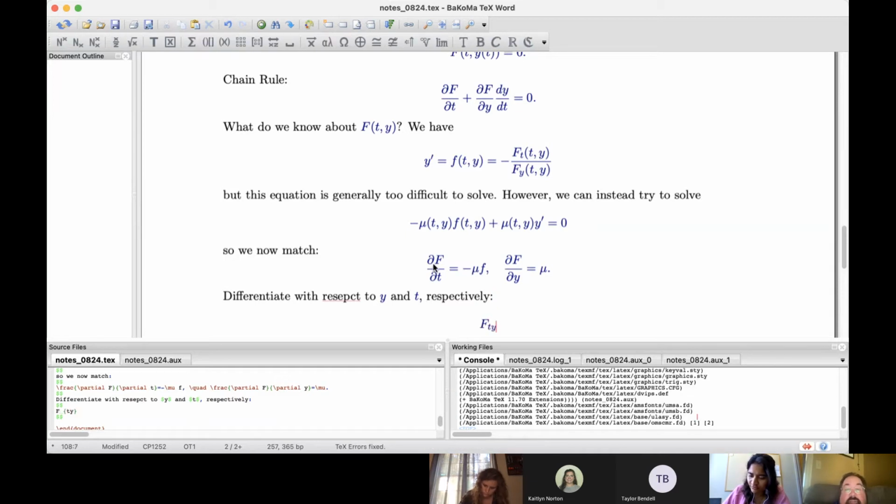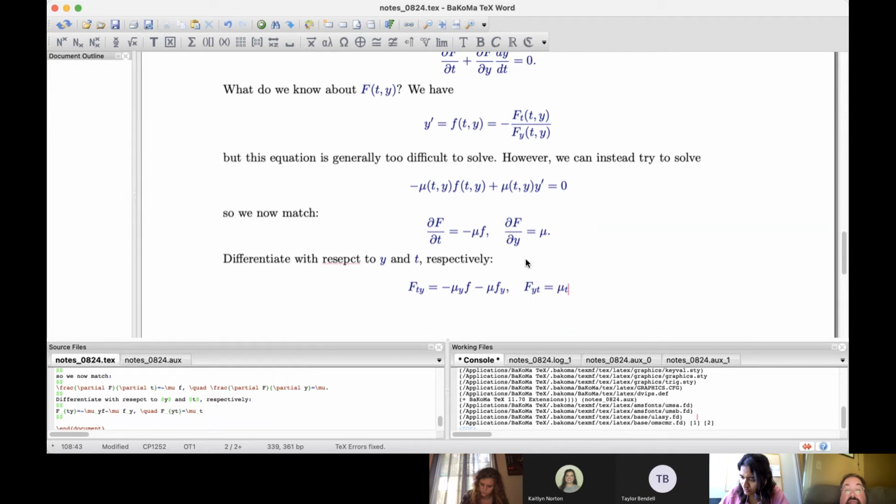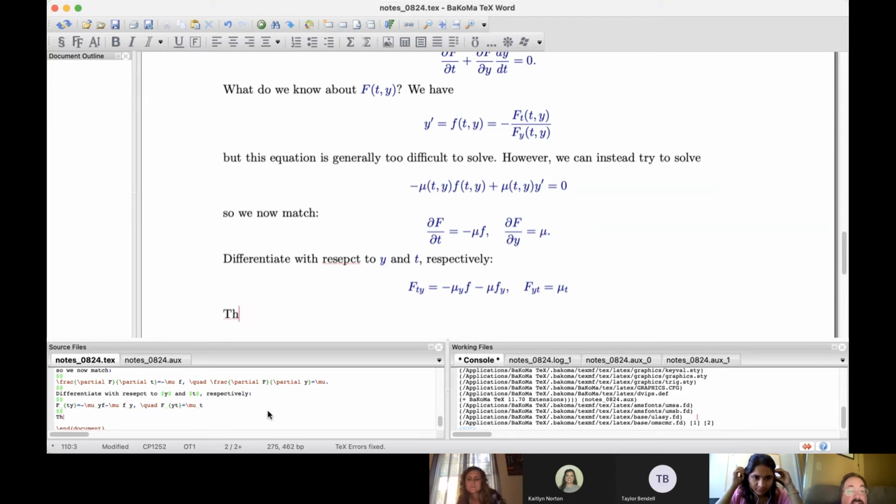So here I have a second partial of F with respect to t and y, and that'd be a derivative of this with respect to y, so that'd be minus mu y f plus or minus mu df dy. And we differentiate this equation with respect to t, so that'd be F yt is equal to mu t. But under assumptions of continuity of second partial derivatives, these two must be equal. So now capital F is eliminated.